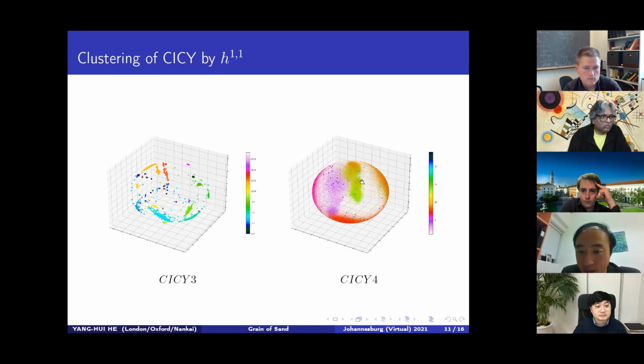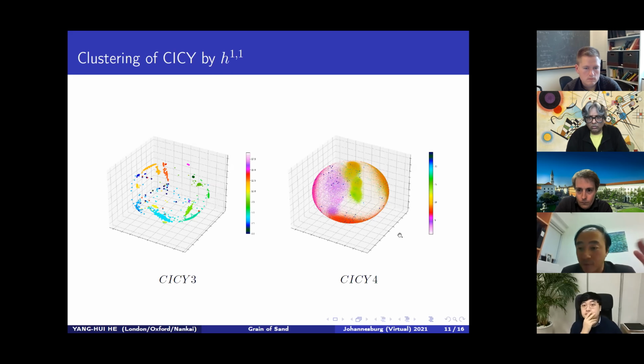You can see a similar behavior with CICY4. This is 1 million points, having seen only a handful within each h11 in 24 different classes. And you can see the clustering of different h11s according to this shape.